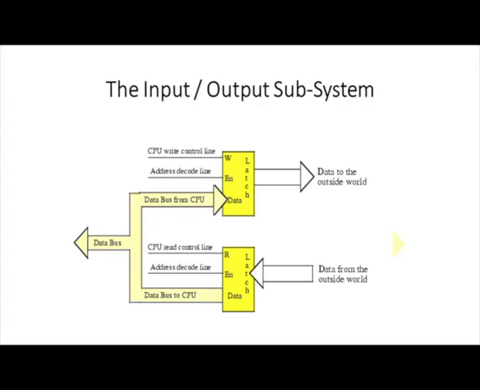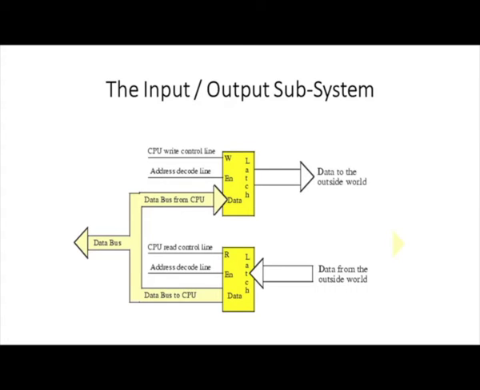In fact, the IO subsystem and the CPU are connected by the data bus and the control bus, and of course, the address bus. The address bus decides the address of which device to access the data from, or to which device the data has to be written to, and the control line decides whether we want to read data or write data.